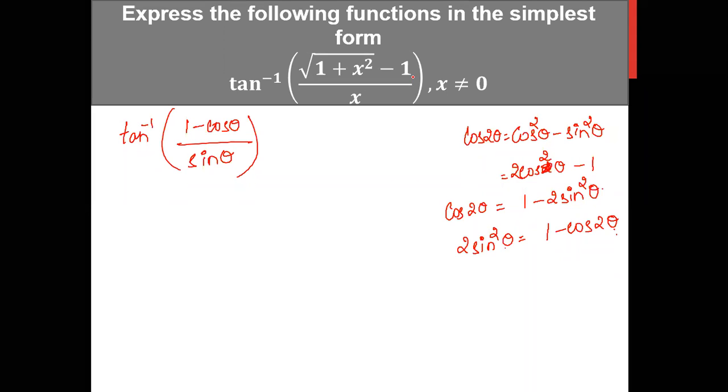Theta. Observe the formula. It should become half of it, correct? It should be theta by 2. Here if you observe, when there is 2 theta, it becomes theta. So when I have theta, it should become theta by 2. So it is 2 sin square theta by 2 is equal to 1 minus cos theta, correct? So 1 minus cos theta can be replaced by 2 sin square theta by 2.